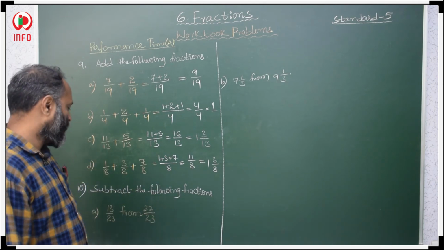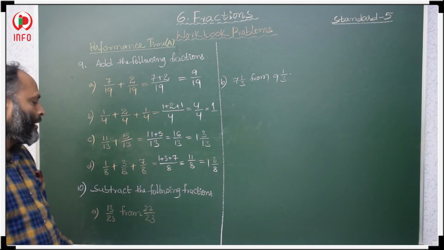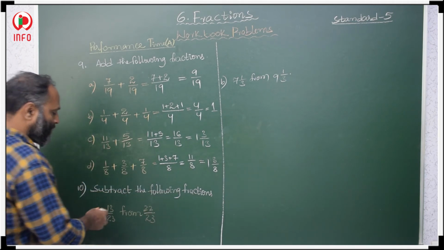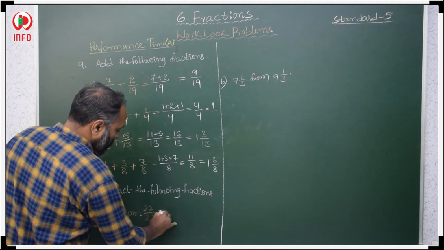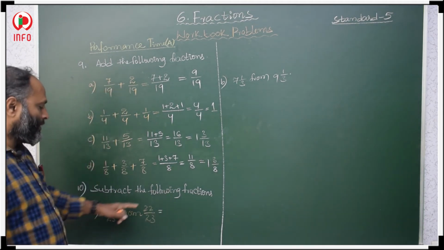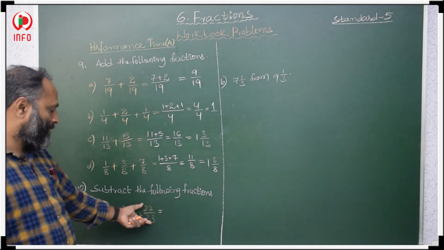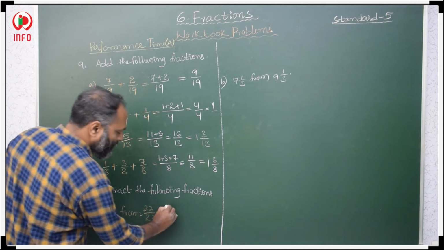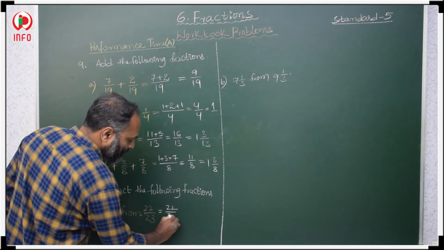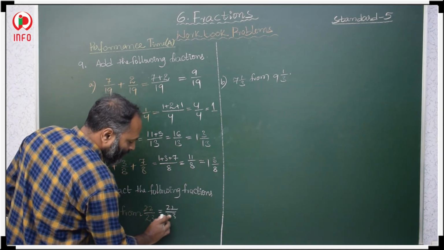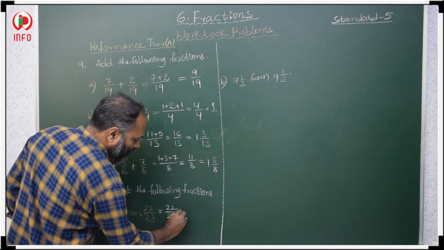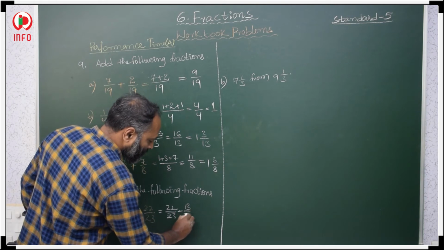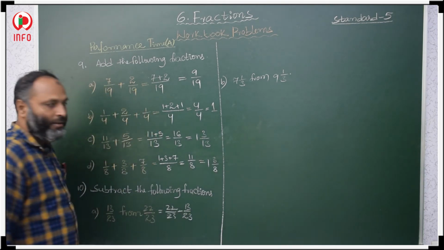Okay. Now, the 10th one, subtract the following fractions. Subtraction. So, how to subtract? Here 11 by 23 from 22 by 23. From this we have to subtract this one, means from the value we take first 22 by 23, 22 by 23 minus 13 by 23.